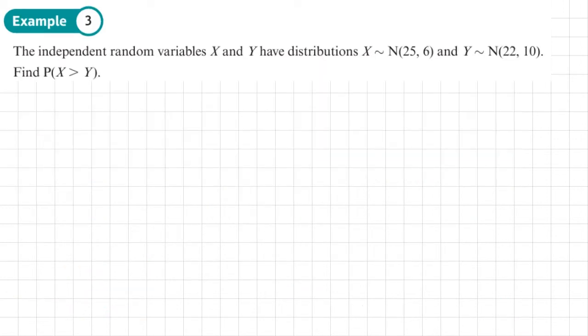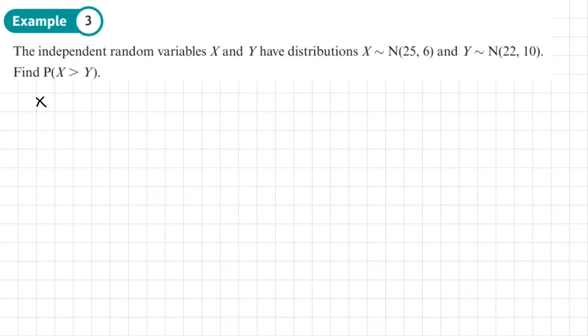So example 3, the independent random variables x and y have these distributions here. We've got one for x, normally distributed, mean of 25, variance of 6, and y, again normally distributed, mean of 22 and a variance of 10. Find the probability that x is greater than y. So we're going to start with a little bit of algebra to help us out.